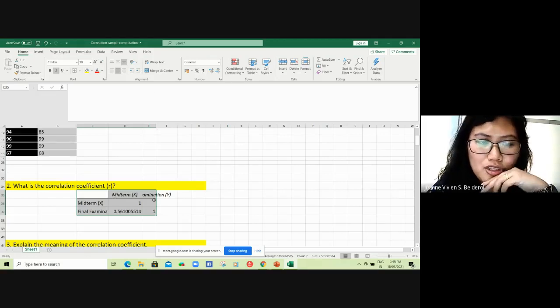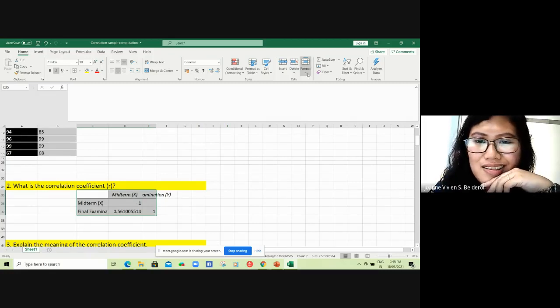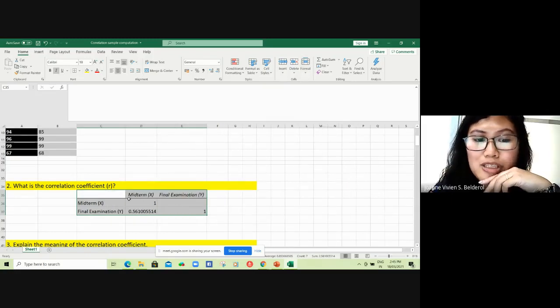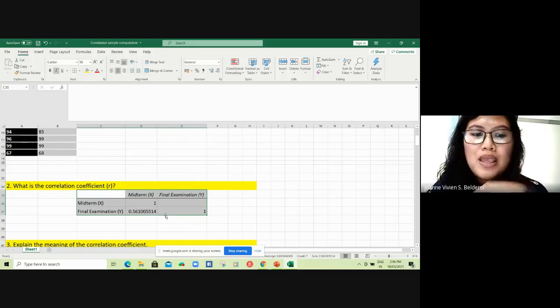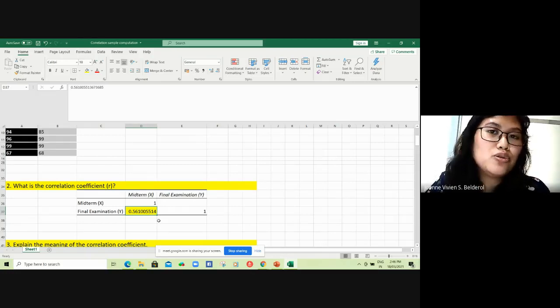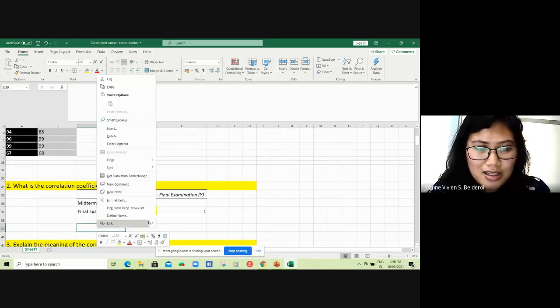So then, after that, notice that it doesn't fit, it's not nice to look at. So you go to Format, Auto-fit, Column Width. So it will expand on its own. Okay? Now, what's your R here? This is your R. That's 0.56155. So, okay na ta 2 to 3 decimal places. Okay? So, this is your R. So you will write it here.